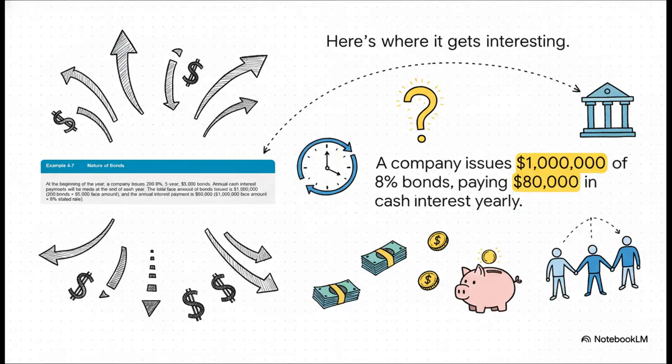Let's make this real. Imagine a company needs $1 million, so it issues $1 million worth of bonds with an 8% interest rate. What does that mean? It means the company is promising to pay all its bond investors a total of $80,000 in cash every single year for 5 years. Then, at the end of the 5 years, it pays back that original million. Simple enough, right? Well, this is where it gets interesting.